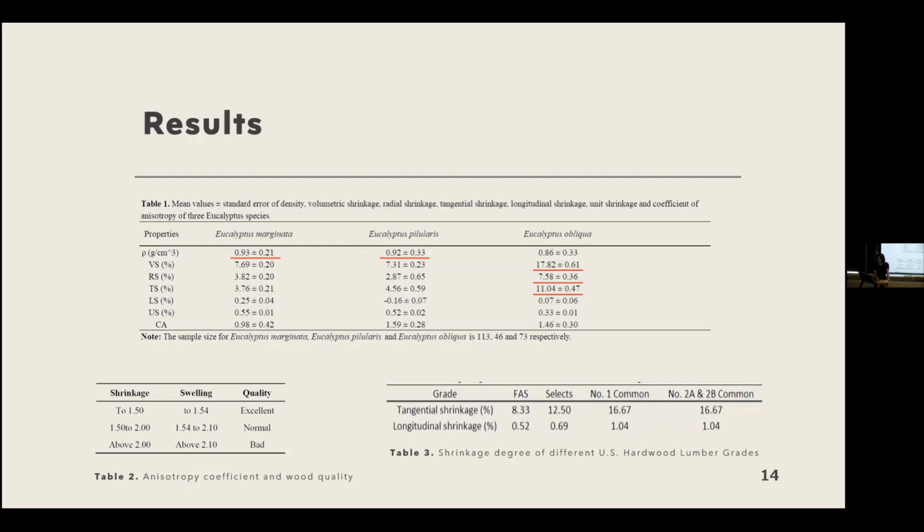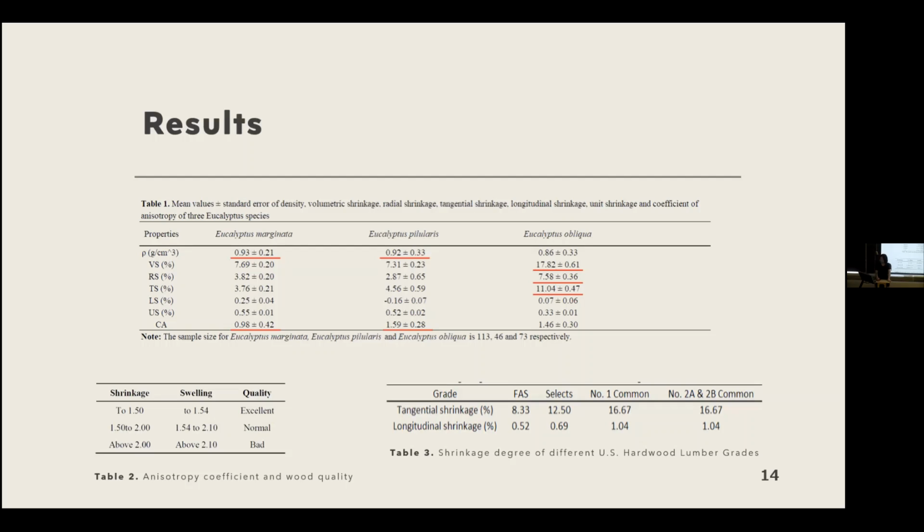So when I keep comparing the coefficient of anisotropy between Eucalyptus marginata and Eucalyptus pellita, we can see that Eucalyptus marginata has the lowest value, which means that this species has the highest consistency between shrinkage along different directions, which is also of great importance in relation to the drying quality of the wood species.